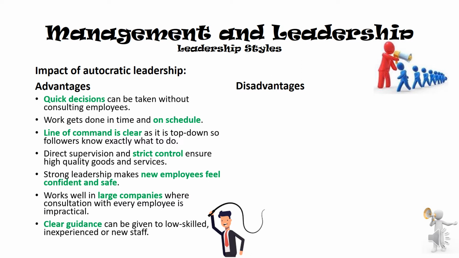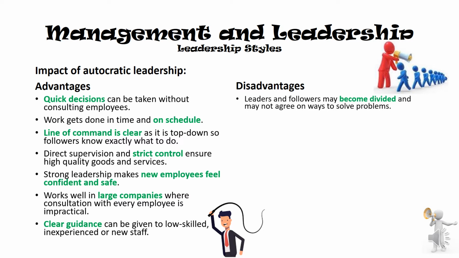Lastly, clear guidance can be given to low-skilled or inexperienced staff. As I said, the autocratic leadership style works well if employees are new and inexperienced, they don't know a lot yet, they don't have all the information yet, they are still nervous about making their own decisions. When there's an autocratic leader, he can provide clear guidance and clear instructions, so workers that are inexperienced or haven't been trained yet don't have to think for themselves. They will get clear instructions from their leader, and obviously they can do their job according to the specifications.